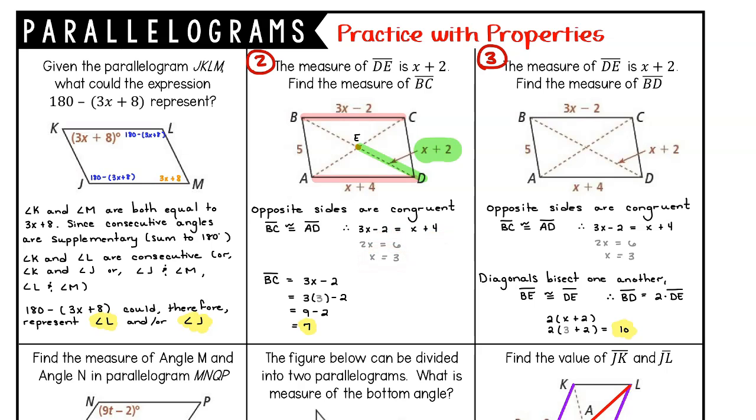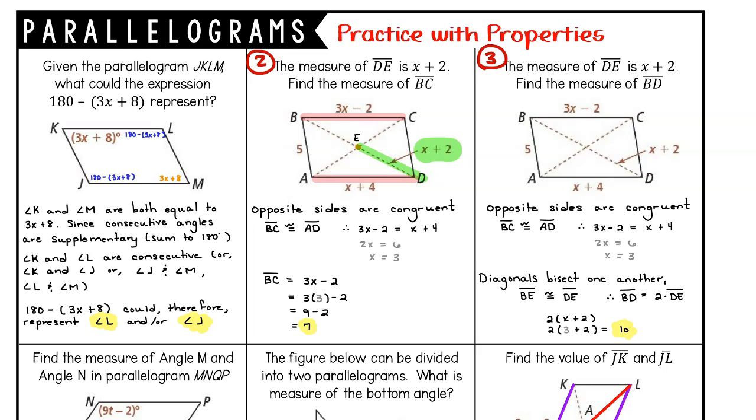From there, we can solve for the actual measurement of BC. Since BC is 3x minus 2, we'll substitute in, right here, a 3 for x. So this will be 3 times 3, which is 9, and 9 minus 2 makes 7. So the measure of BC is 7.